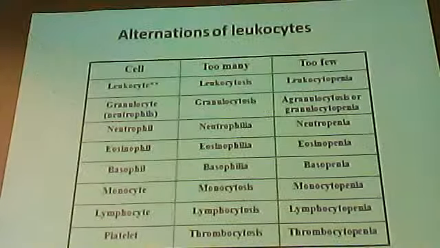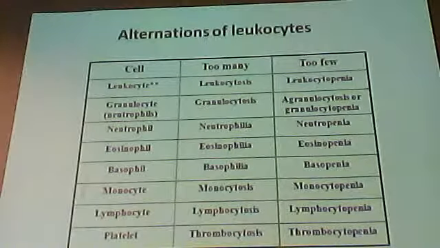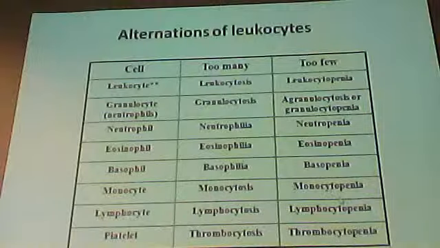Moving on to leukemia. So just remember with the prefixes, cyte means cells, cytosis or philia, those are for too many, and then penia is typically your too few.